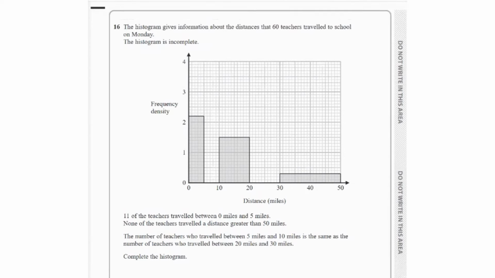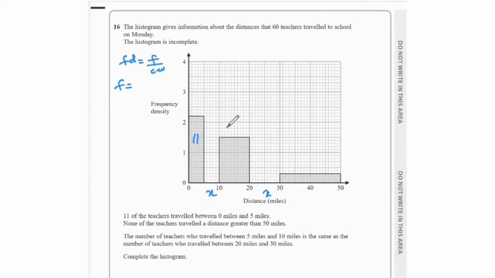Complete this histogram. So for this, what we'll do is that we know that 11 are over here. And for this, it's the same thing. So we have the total number of teachers, which is 60. And we can find the frequency for the 10 to 20 interval and the 30 to 50 interval. How? Frequency density is frequency over class width. So frequency would be frequency density times class width.